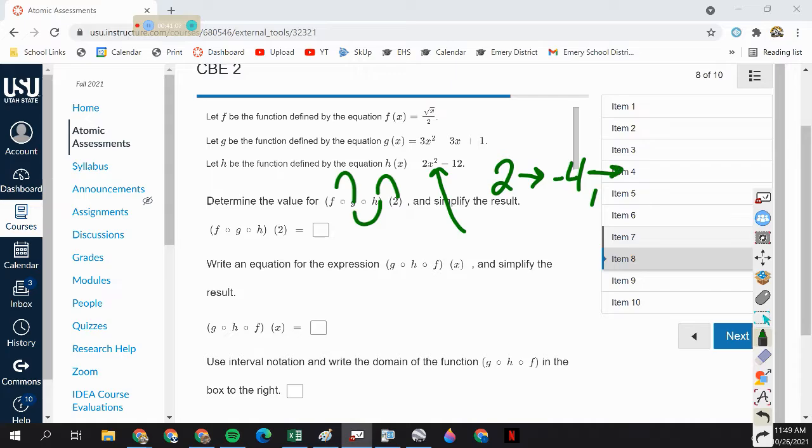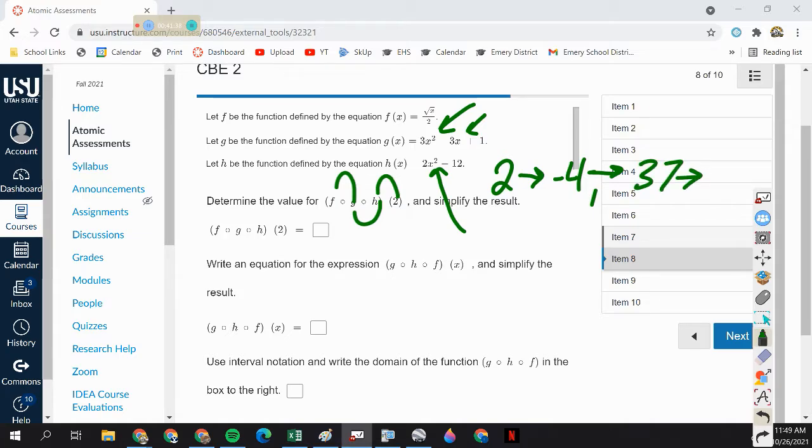And negative 4 gets plugged into g. So we're going to stick it in there. So that's too much thinking this early in the morning. 3 times 4 squared minus 3 times 4 plus 1. Oh, actually, that wasn't as hard as I thought. Okay, so 37. So I get out 37.